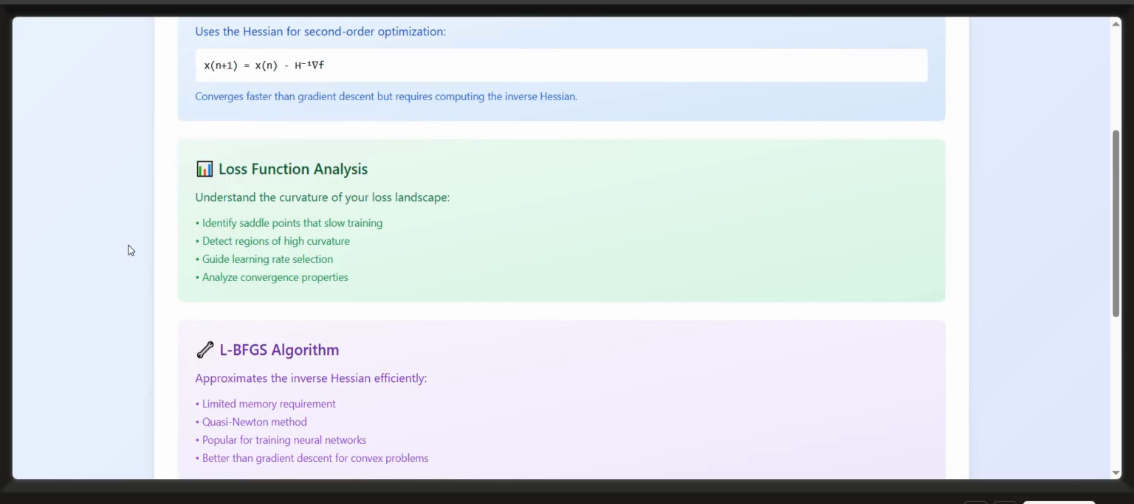Let's move on to something closely related, analyzing the loss function. When we train models, the loss landscape can be pretty tricky. It's full of flat areas, steep cliffs, saddle points, all kinds of stuff. The Hessian helps us understand that terrain. It can show us where there are saddle points that might slow down training. It can help detect regions with sharp curvature where even small steps could overshoot. And that's useful when we are tuning the learning rate.